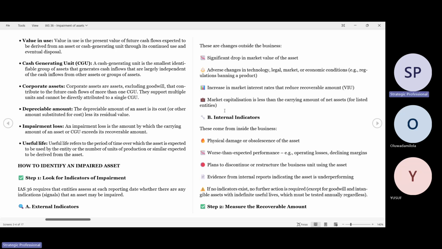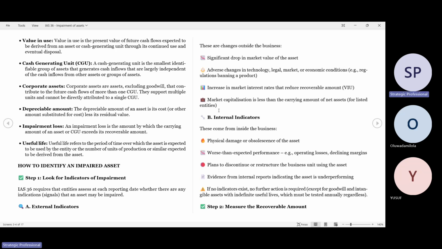Then another external factor is market capitalization being less than the carrying amount of net assets, specifically for listed entities. You don't need to think too much of this. What this one means is the carrying amount of your net assets. What is net assets? Total assets minus total liabilities. So your total assets, in a hypothetical scenario, is $70 million.